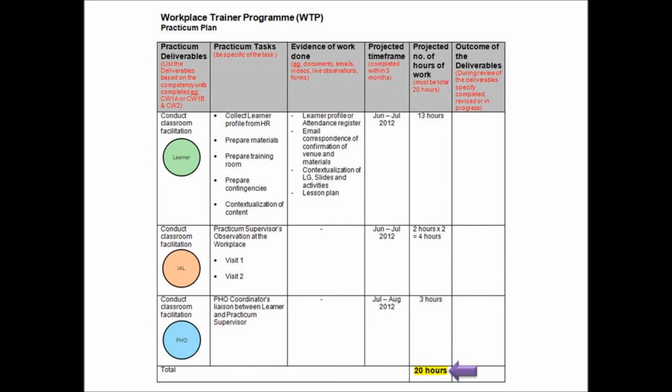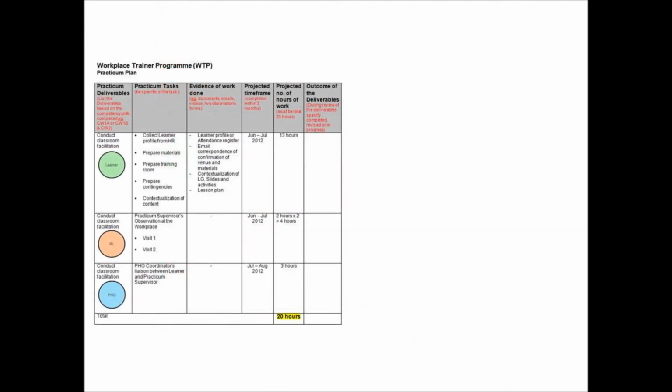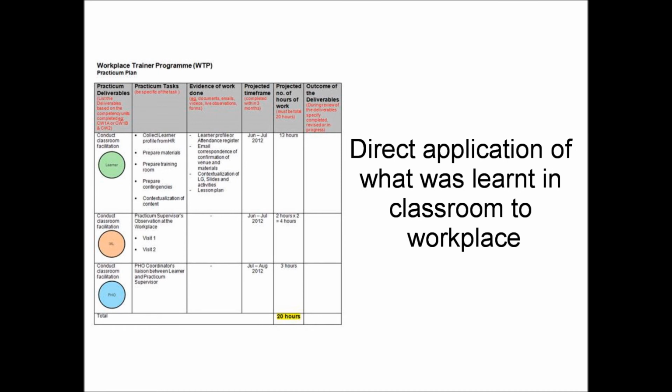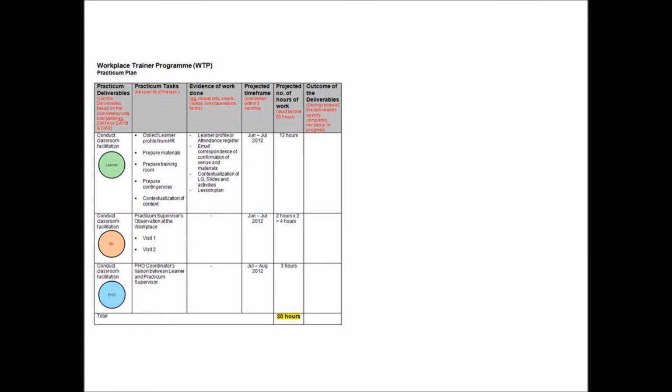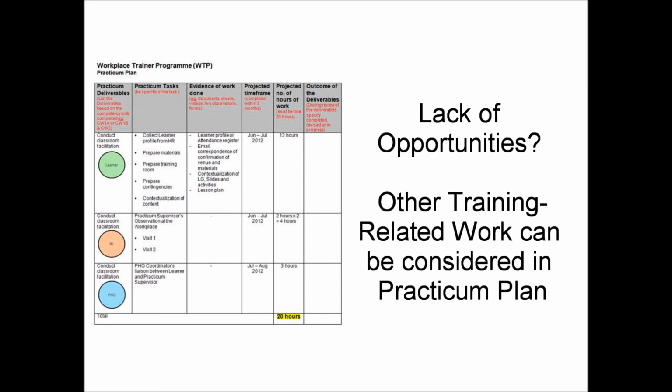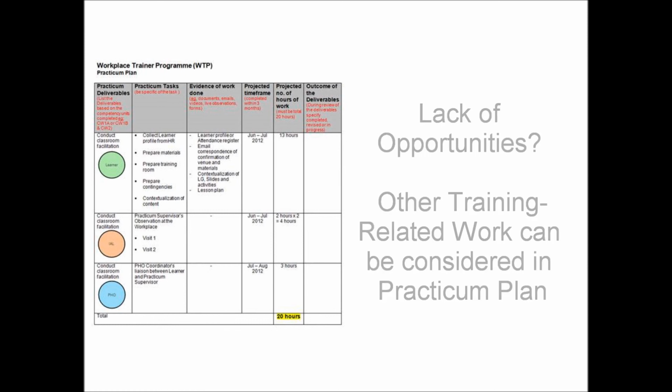The breakdown would be 13 hours from the learner, 4 hours from the IL practicum supervisor, and 3 hours from the PHO coordinator. IL would like to see a direct application of what was learned in class back at the workplace. However, if learners do not have enough opportunities, then other training-related work can be considered in the practicum plan.